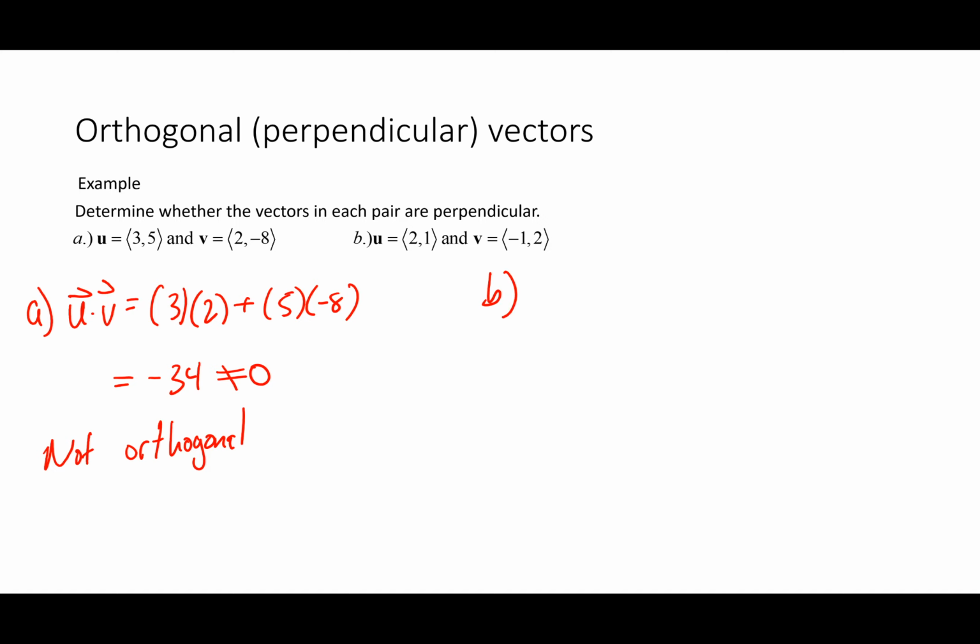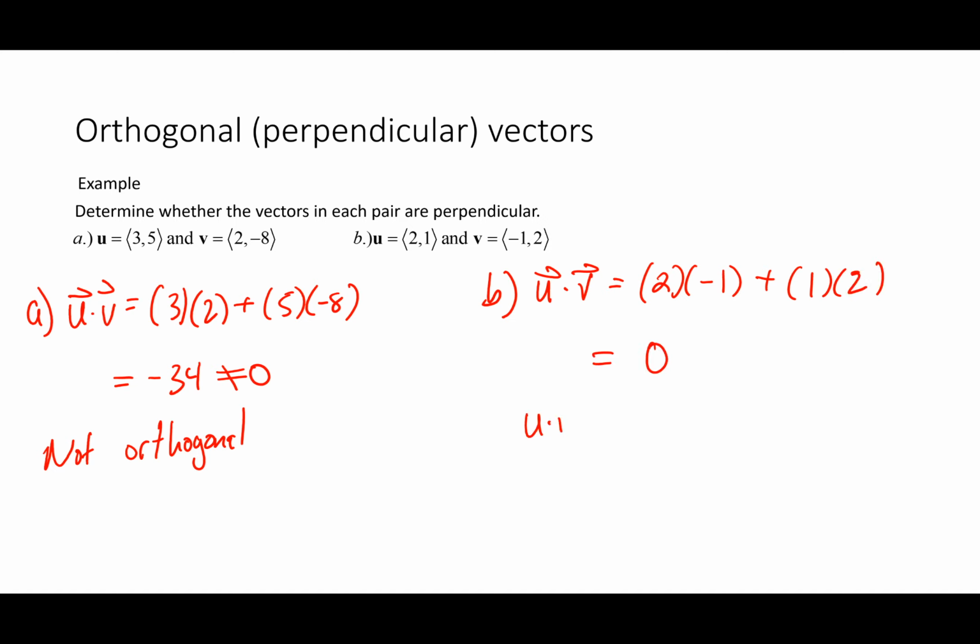Oh, gee, I can probably guess what letter B is going to show. So u dot v is x times x plus y times y. Gee whiz, that's 0. So they are, oops, not u times v, u and v are orthogonal. Okay, so easy peasy application of the dot product.